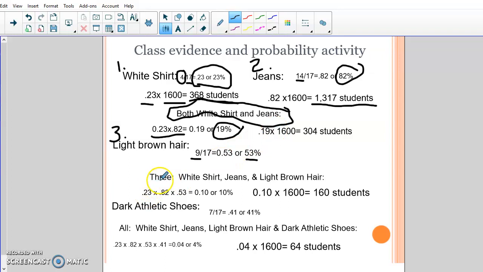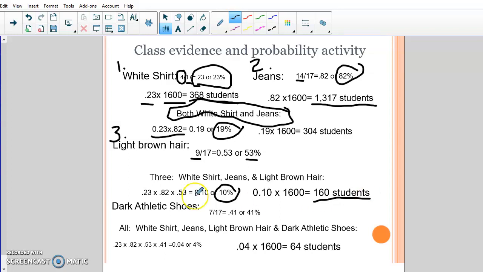So now let's add that to our white shirt and jeans. So 0.23 times 0.82 times 0.53, that's 10%. 10% of the students on campus would have all 3 of those in common. They would have a white shirt, they'd have jeans, and they'd have light brown hair. That's 160 students. Do you see how I'm narrowing it down? I've just gotten rid of almost 1,000 students, right? More than that, okay? And then let's take a look at our last characteristic.